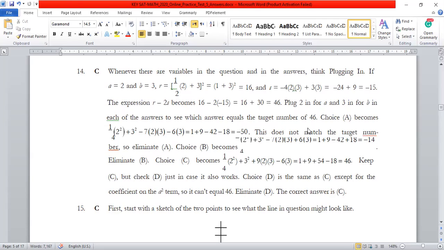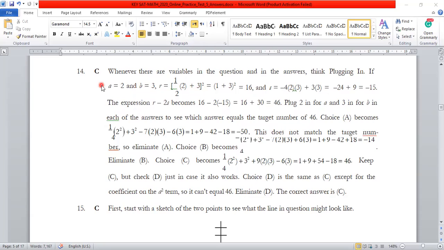Can you see my screen? Oh yeah, I can see it, right next to the number. Here we can see that C is the right option, and there is a little bit of explanation. Whenever there are variables in the equation and in the answer, think plugging in. If A is 2 and B is 3, then the result is this. So this is the shortcut method.